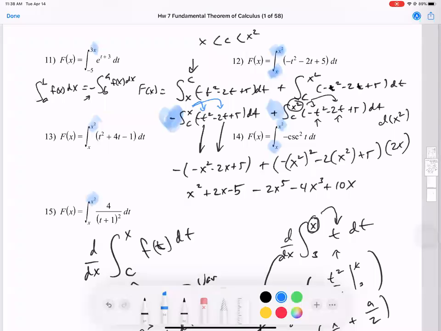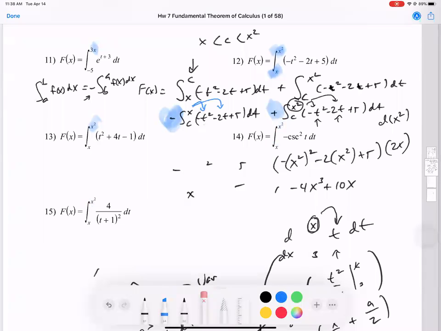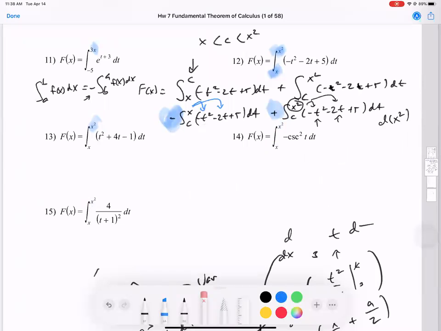Let's do another problem when it comes to variable. Well, let's do this one. This one, number 14, looks terrible. It just looks terrible. It looks like, what in the world? I mean, number 15 looks a little ugly too.